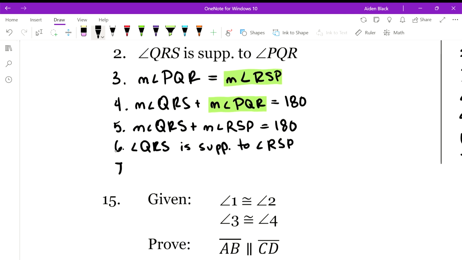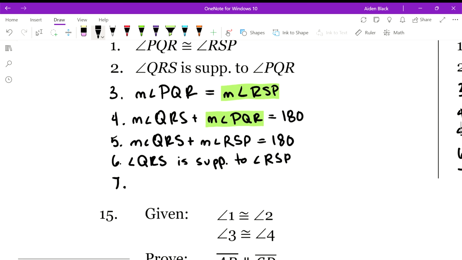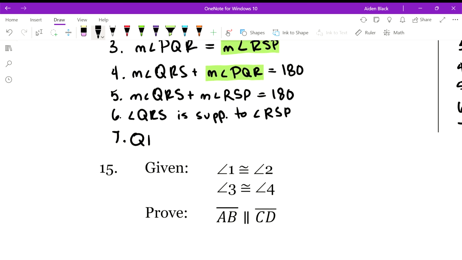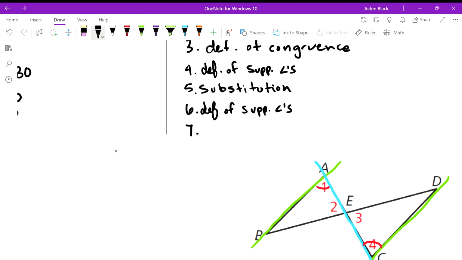Okay, now that I know those two are supplementary, I can say that those two lines are parallel. QR is parallel to PS by the converse of same side interior angles theorem.